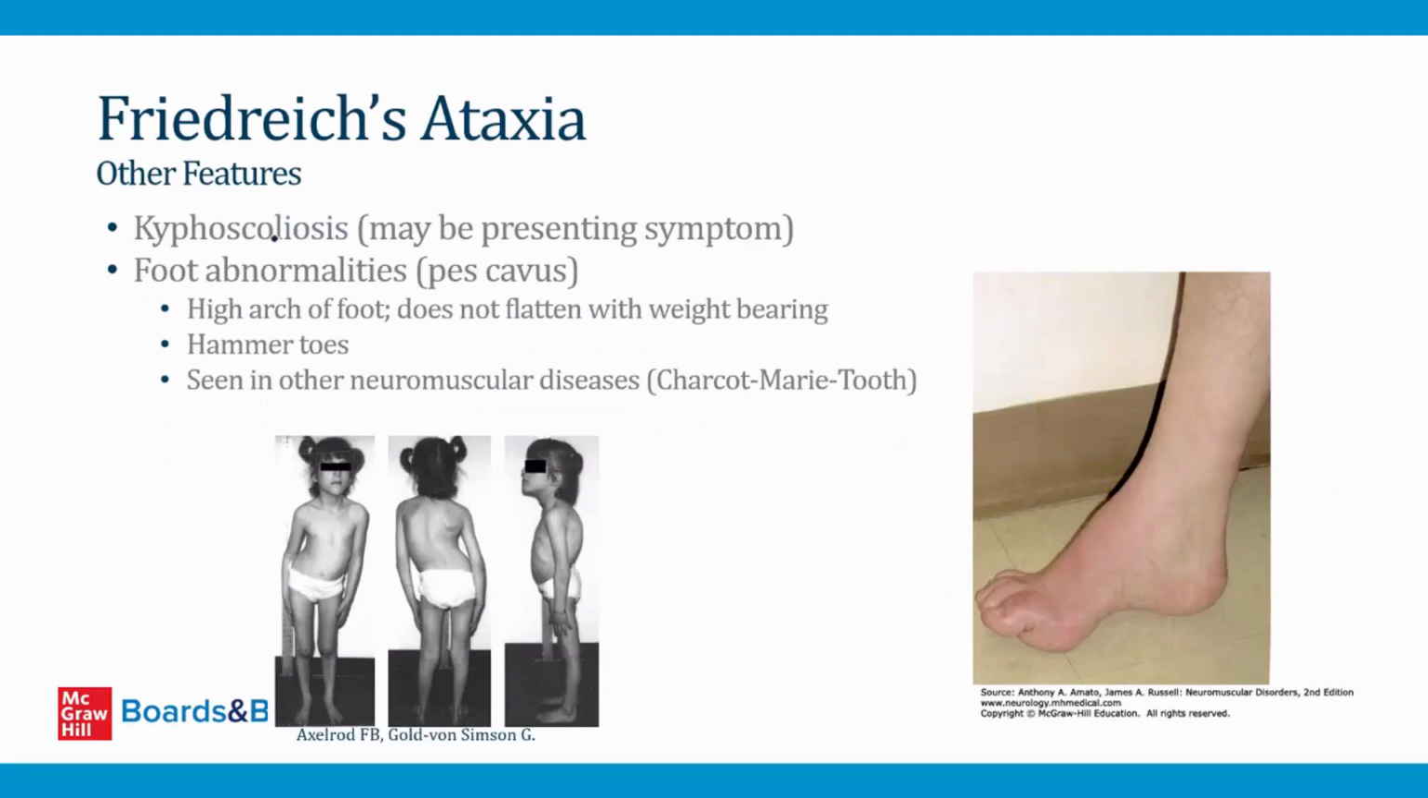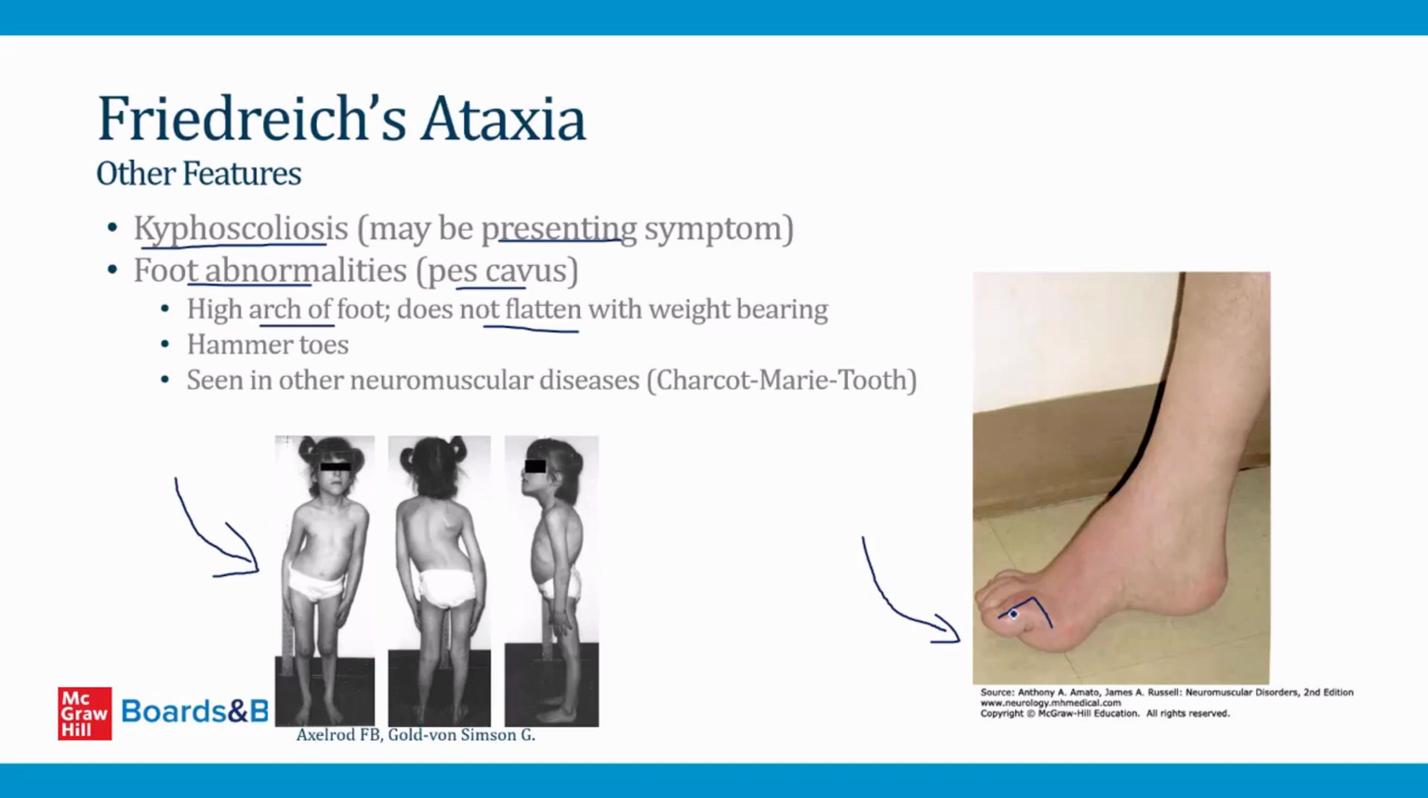Some other features of Friedreich's ataxia include kyphoscoliosis, which is an abnormal curvature of the spine. That's what's shown in this image on the slide here. This is sometimes the presenting symptom before other neurologic symptoms have come on. And then children with Friedreich's ataxia can develop foot abnormalities, sometimes referred to as pes cavus. This means a high arch of the foot that doesn't flatten with weight bearing. It's shown in this picture on the slide here. People with Friedreich's ataxia can also develop hammer toes, which is also shown in this picture.